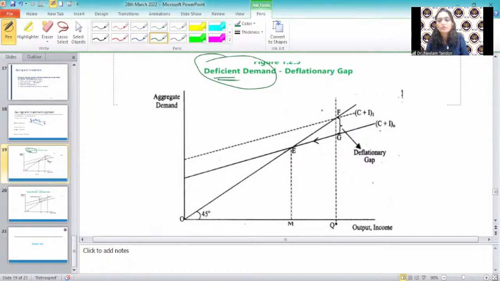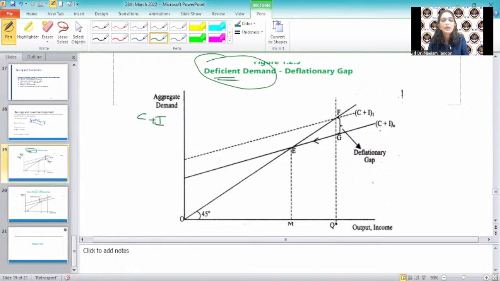Now look at this graph here. First understand the variables. On the x-axis you have output and income, as we have shared before. Whenever you talk about output, income will be there. That is why we shared the two-sector model. Production is there, that means factors of production are contributing and they are getting paid for their services, so that is income. So output and income you can always mention on the x-axis. On the y-axis, we are taking aggregate demand. Aggregate demand we have taken as C plus I.